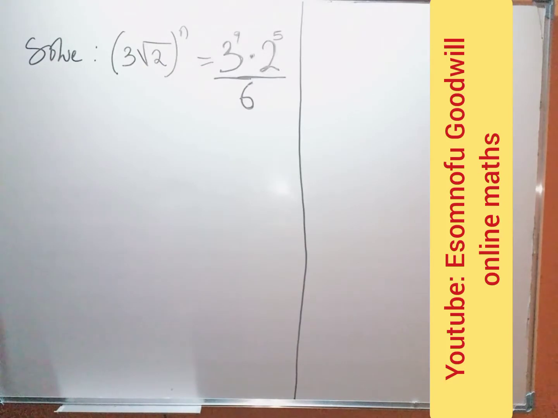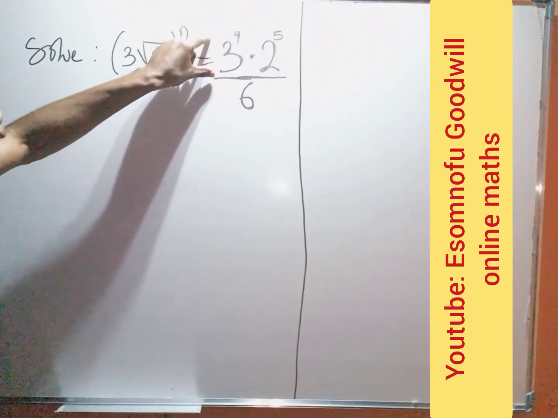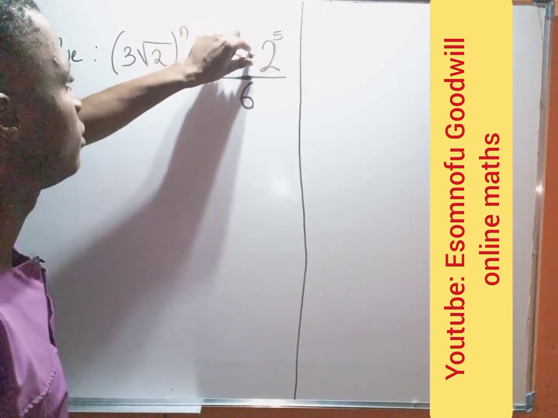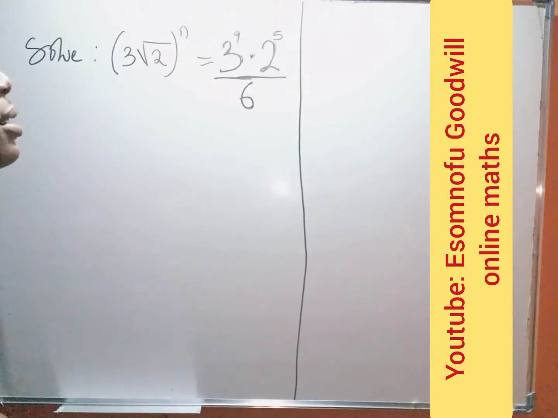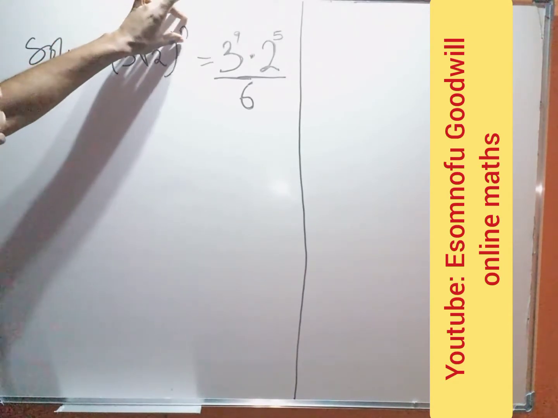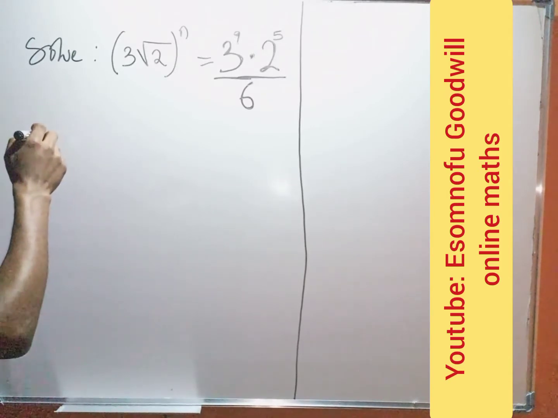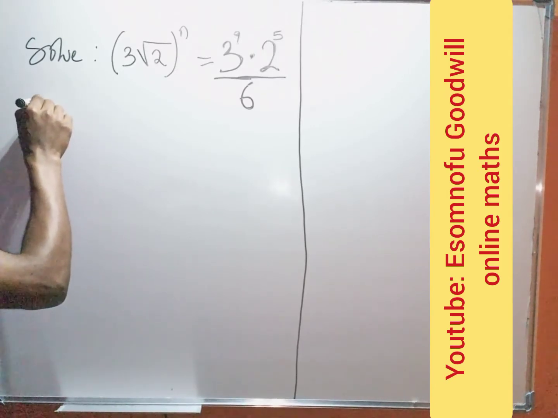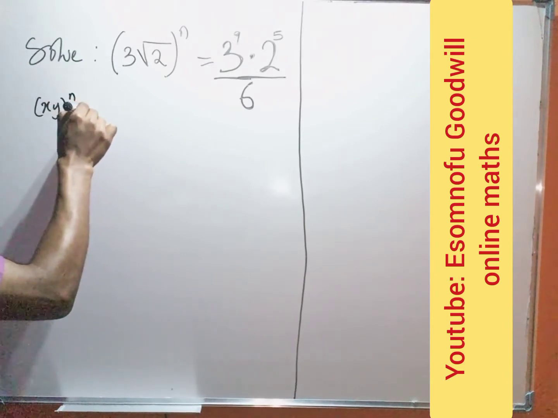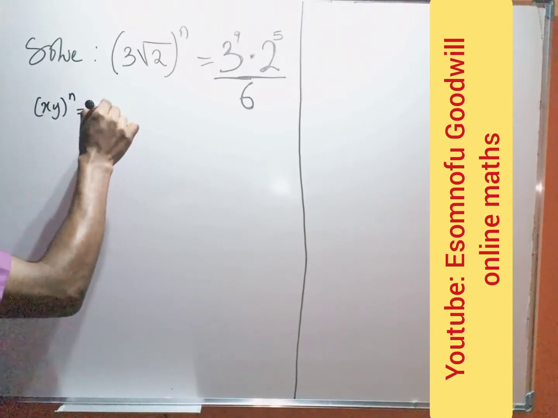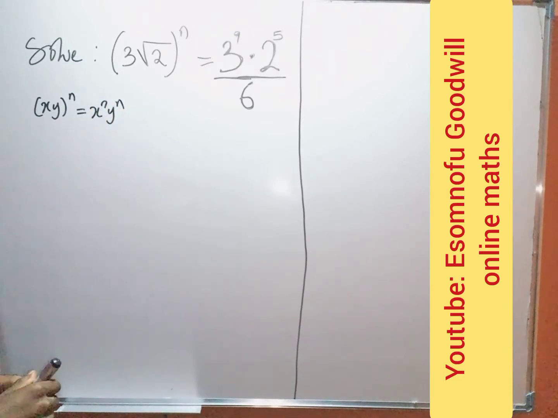If you have (3√2)^n = 3^9 × 2^5 / 6, we are told to find the value of n. Remember in the laws of indices that whenever we have (xy) all raised to the power of n, that is equal to x^n y^n, as I've done in my previous video.